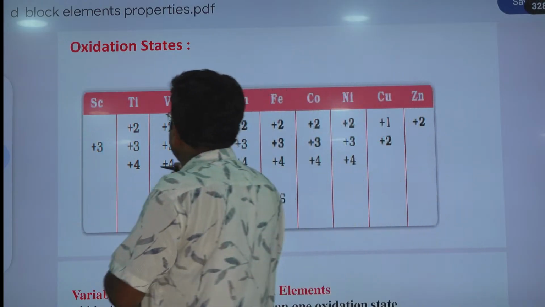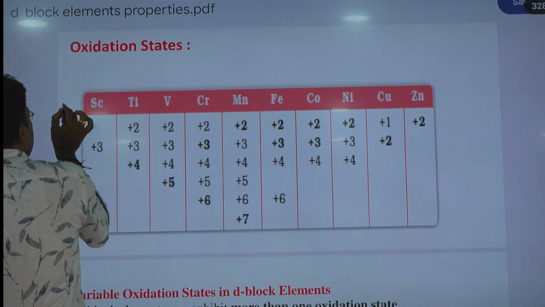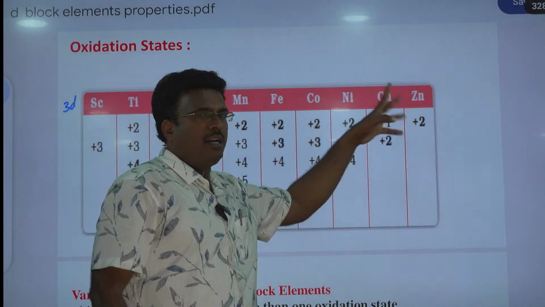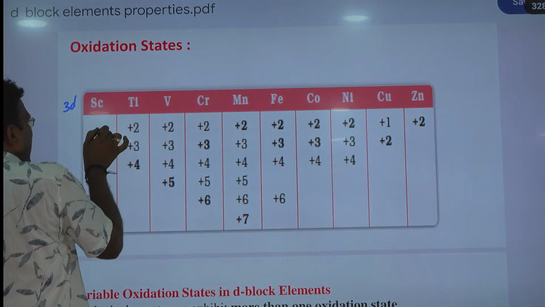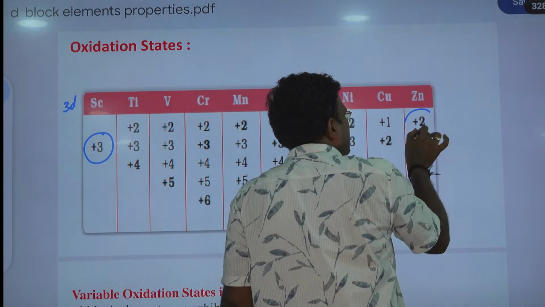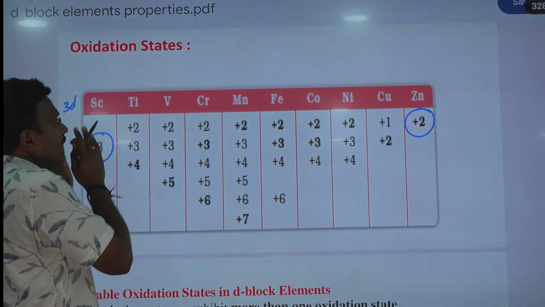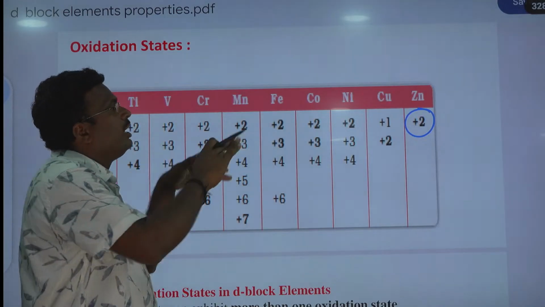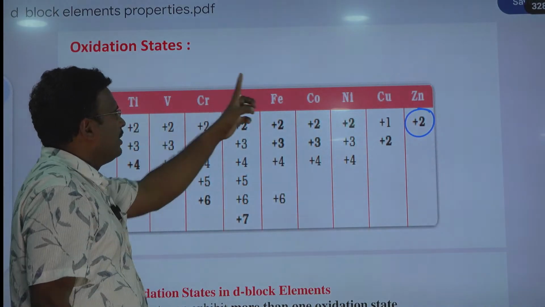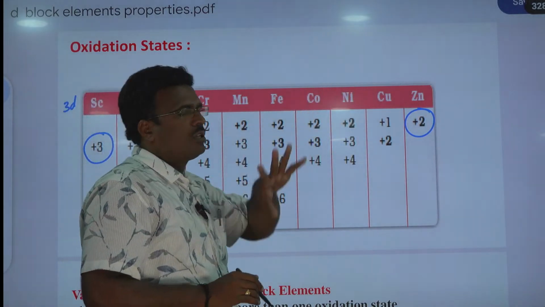For example, just observe this 3d series: scandium, titanium, vanadium, chromium, manganese, iron, cobalt and nickel. Very important: scandium shows only the +3 oxidation state. Zinc shows only the +2 oxidation state. Which of the following elements cannot show different oxidation states? Only two elements in the d block: scandium and zinc. Scandium always shows +3 and zinc +2.